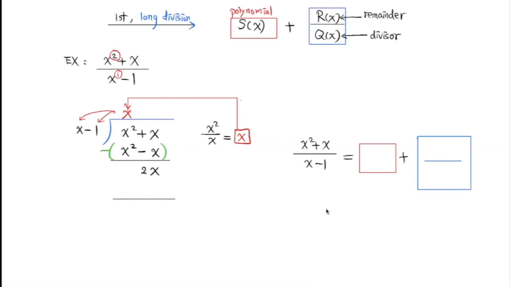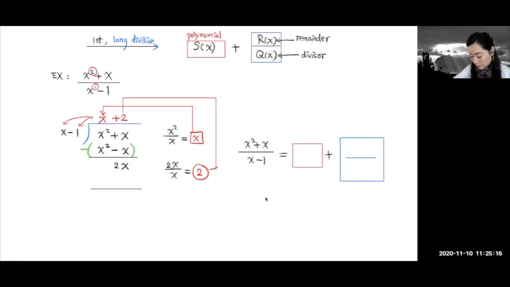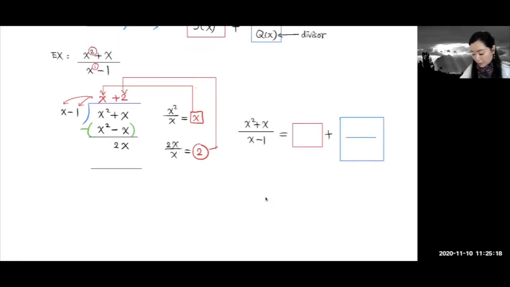Now think about 2x divided by x. That is equal to 2. I'm going to put this 2 over here, so plus 2. Now you use this 2 times x here and times the -1 here, so you get 2x minus 2.